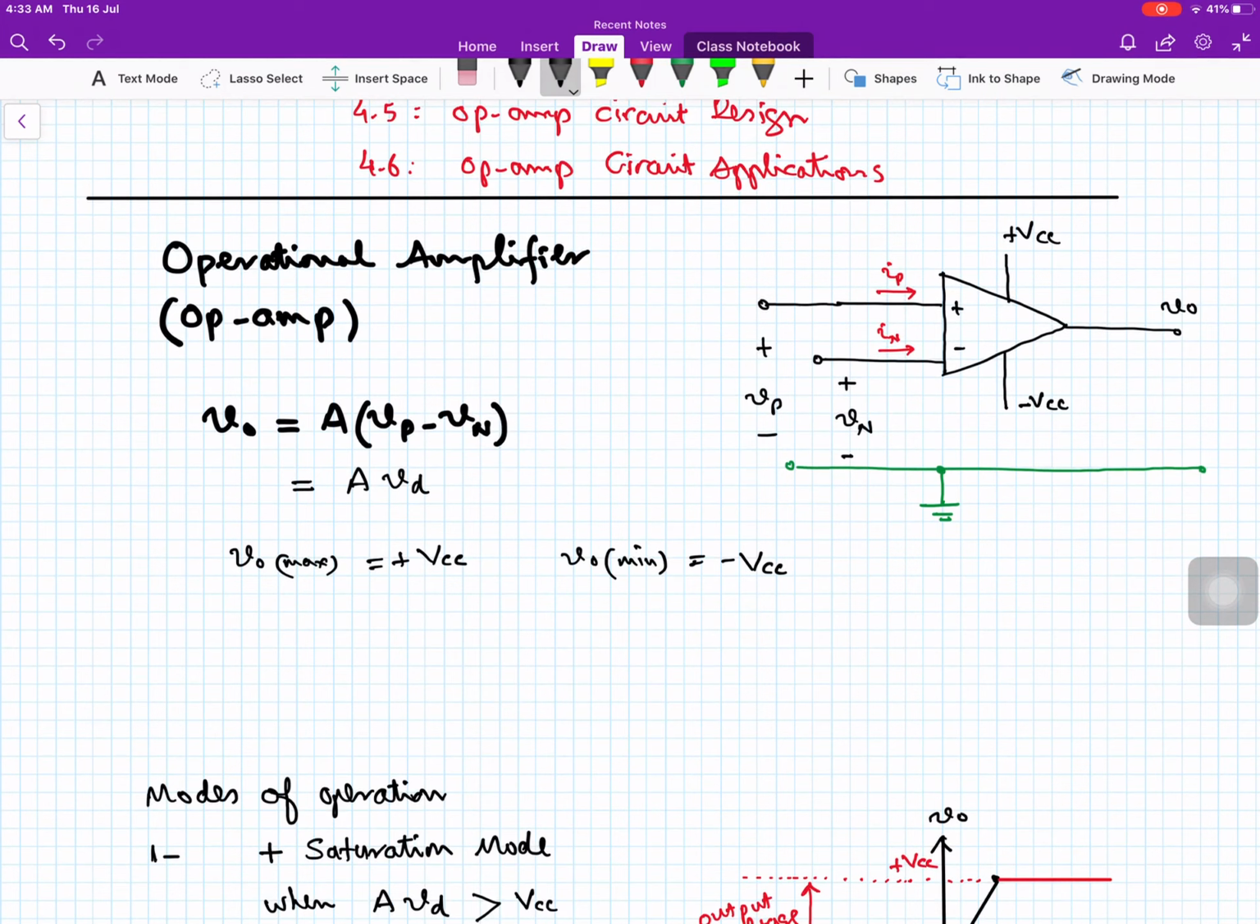Now, as you know, this is the symbol of an operational amplifier with two inputs. The input with the positive sign is known as the non-inverting input, and the input with the negative sign is the inverting input. We can also see VP and VN here. This VP is the voltage with respect to the common ground, and the voltage here is VN with respect to the common ground.